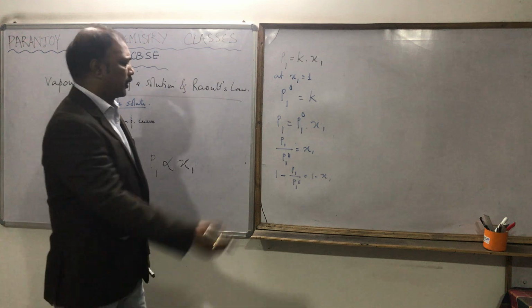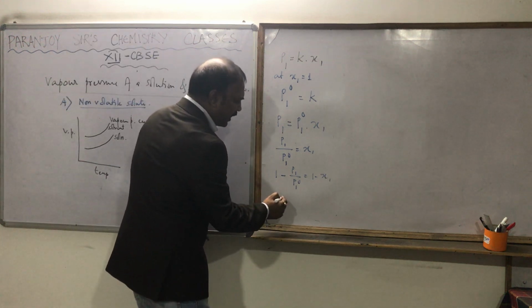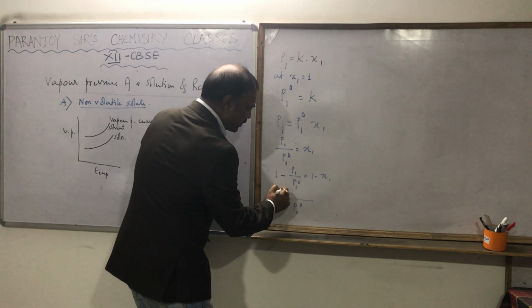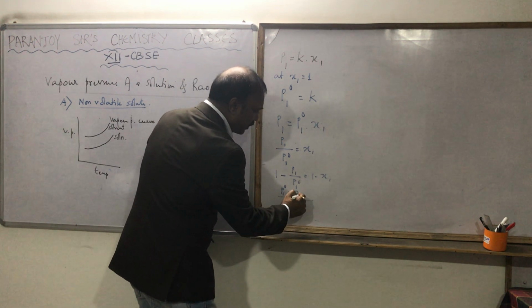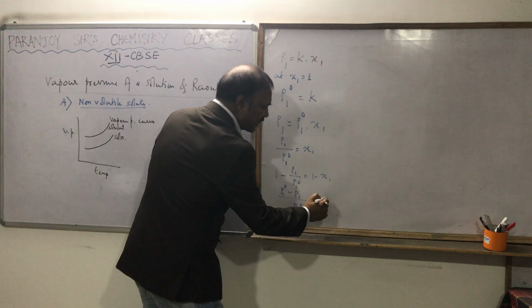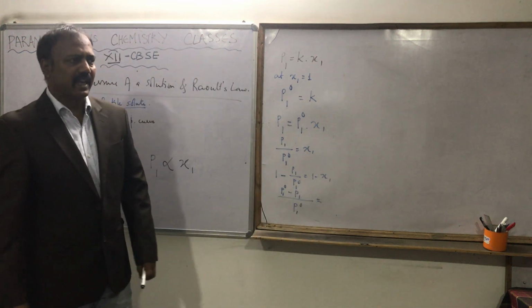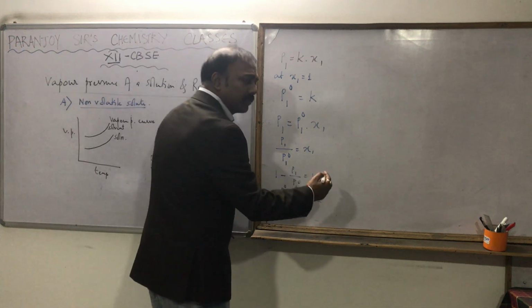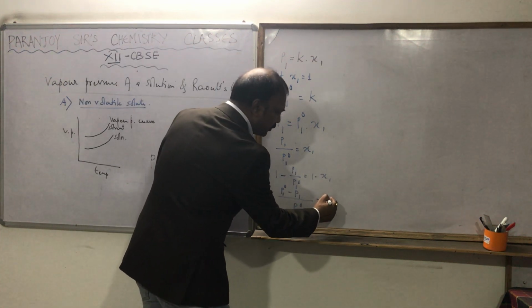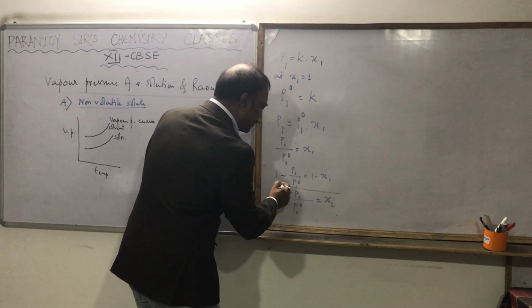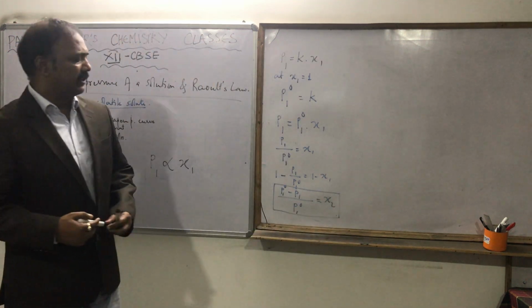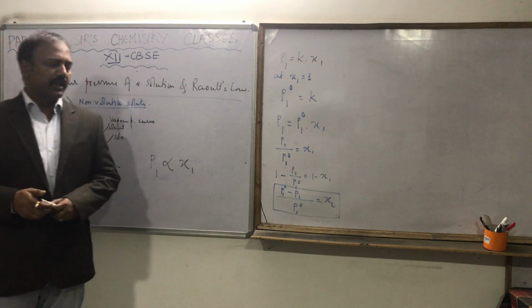Clear? Okay. So if we just further simplify it, can we write it as P10 is the LCM. This is P10 minus P1 equal to 1 minus x1. x1 is the mole fraction of the solvent. So 1 minus x1 is nothing but x2, that is the mole fraction of the solute. So can I come to the equation of this? P10 minus P1 divided by P10 equal to x2.